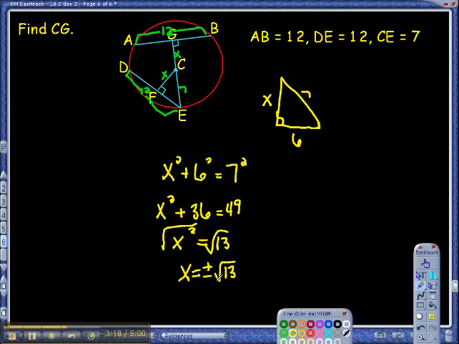Now we know that we're not going to ever have a negative segment length, so we can ignore that negative. It's an extraneous solution. So we could just say that x is radical 13 units long. Now x was referring to CG. That's what I'd marked up here with CG. Since they ask us to find CG, we wouldn't want to leave it just as x equals. We would want to say CG is equal to radical 13.